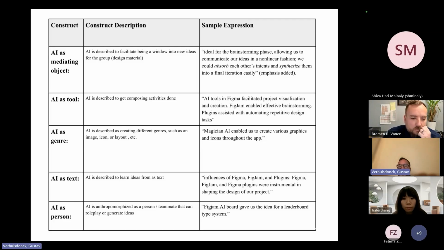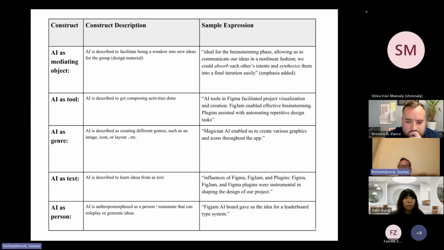Students, of course, also described AI as a tool, which you would expect, right? And so we had a team say, okay, we used FigJam for effective brainstorming. We used Figma, various AI plugins ourselves to visualize and create design elements as well. And then, of course, students also described AI as a genre in their statements after having completed the project, where they mentioned its role in facilitating creating different genres, such as creating an image, an icon, or a layout. So you see a sample statement on the right-hand side. And of course, they saw it as a text as well to learn ideas from. And so we saw students describe influences of Figma and FigJam and various plugins in helping them realize their design ideas and getting influenced by AI.